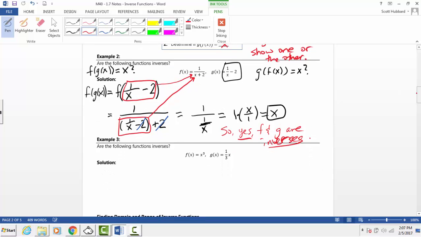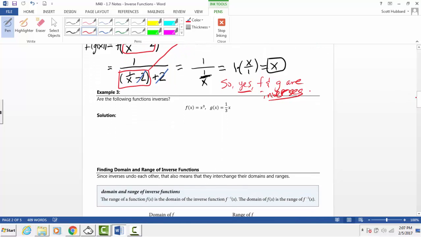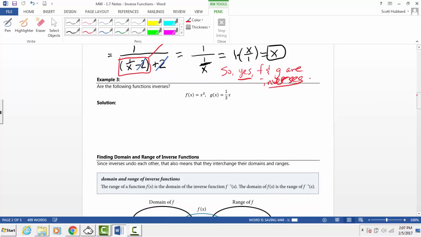And we can do it the other way, g of f of x. I'll leave that to you to practice, okay? But if you do it the other way, you should get the same thing. This should be a yes, okay? So let's go ahead and do the next one real quick. I recommend practicing this one first, and see if you can see if they are inverses or not. And then go ahead and pause the video, come back, and you'll see if your answer is the same as mine.